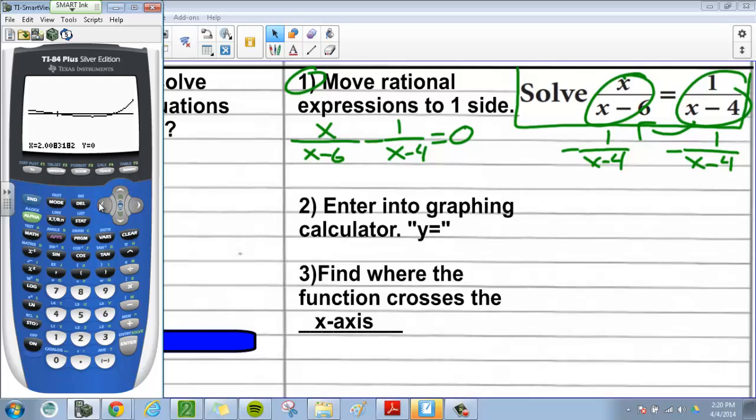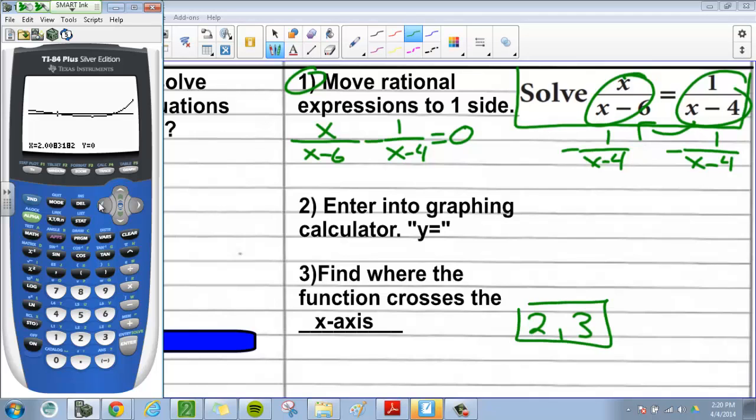So the solutions to this are where it crosses the x-axis. It crosses the x-axis at 2 and 0, or not 2 and 0, I'm sorry. It crosses the x-axis at 2 and 3. Just like we found algebraically. So that's another way to solve these. Put it in your graphing calculator. Once you get everything to one side, graph it and figure out where it crosses the x-axis.